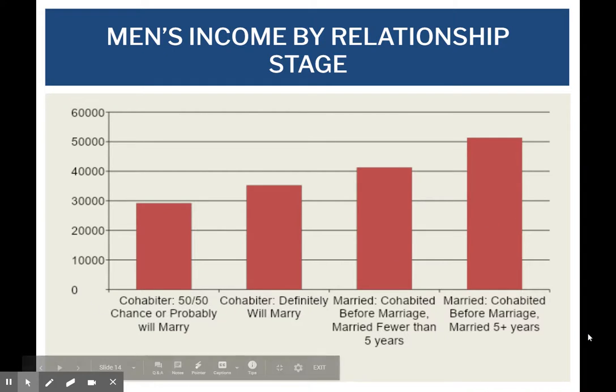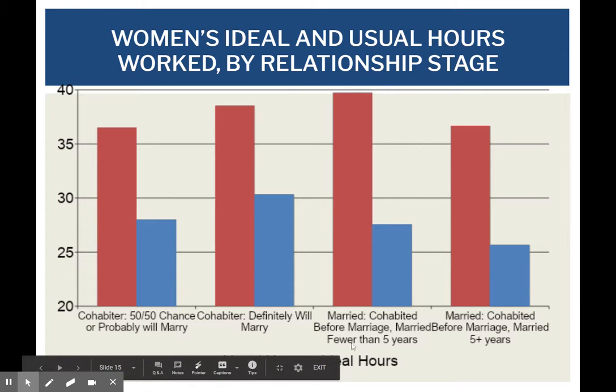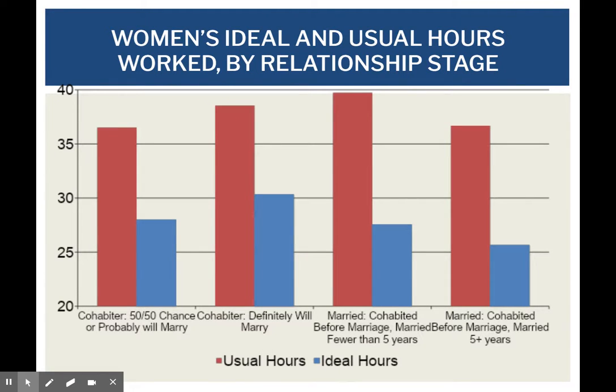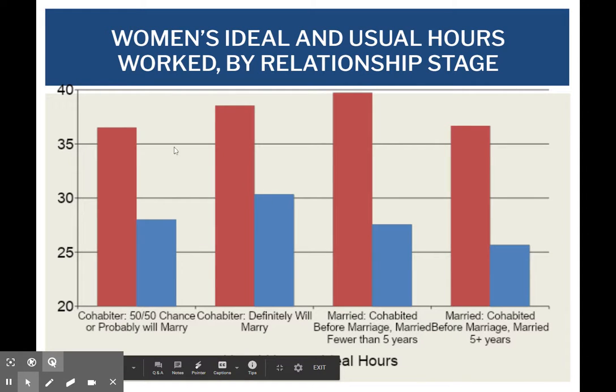So again, you're going to have your nominal or ordinal variables down here on the x-axis, and on the y-axis, you're going to have your interval ratio variable and or your scale frequencies. Again, if we look at this, a similar thing, we can look at women's ideal and usual hours worked by relationship stage. So our relationship stage is going to be on our x-axis. And you'll see that this has two variables in it. We've split it by the usual hours they work and what their ideal hours would be. As you can see, most folks work far above their ideal hours.